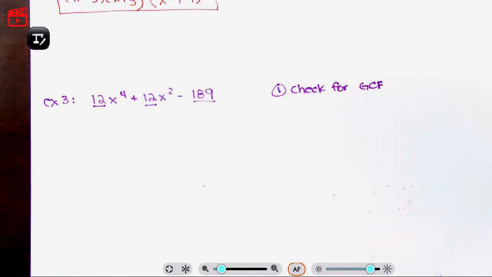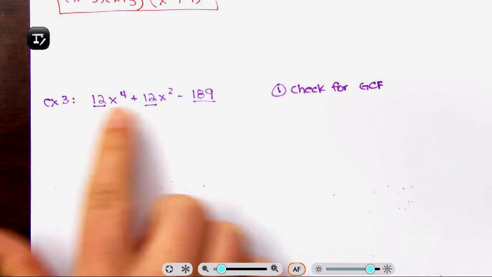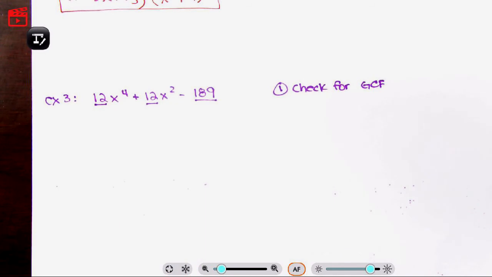And this step number 1, check for GCF, that kind of shouldn't be mentioned because that's always your step number 1. Even if I'm not saying it, that just means I didn't notice a GCF. So if you notice a GCF, you can pull something out. Please make sure to do so.